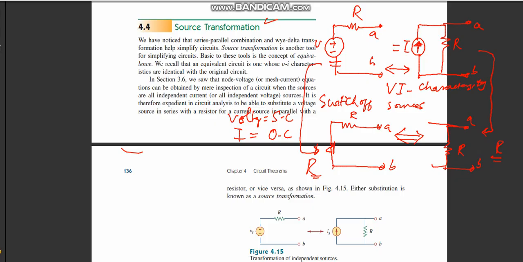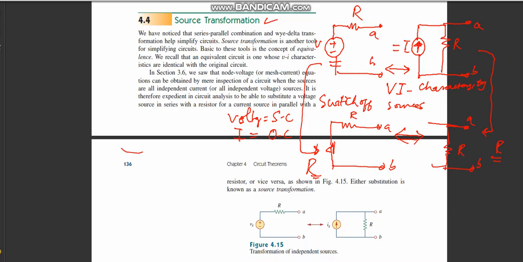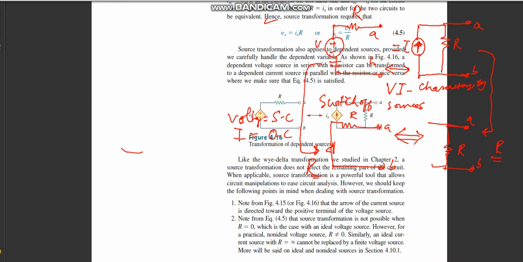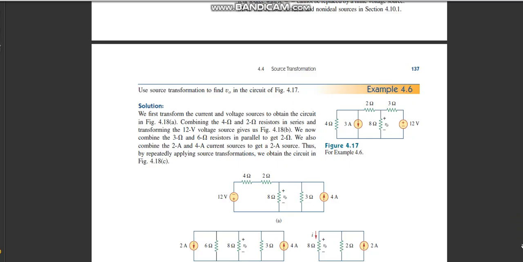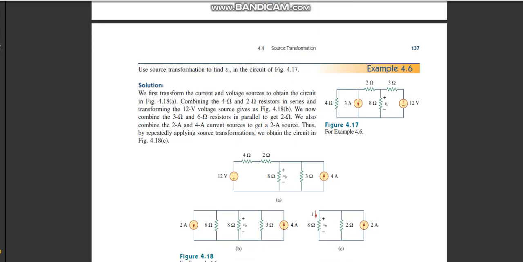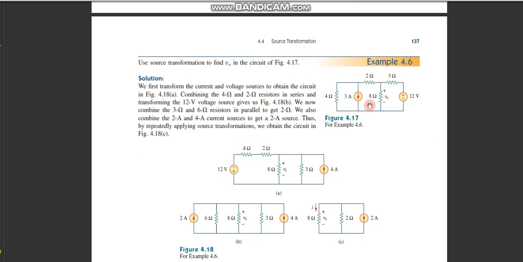Now we'll do an example. An example is given in the book, example 4.6. It says to use source transformation to find V naught. V naught is the voltage across the 8 ohm resistance. We need to find the voltage across the 8 ohm resistance using source transformation.